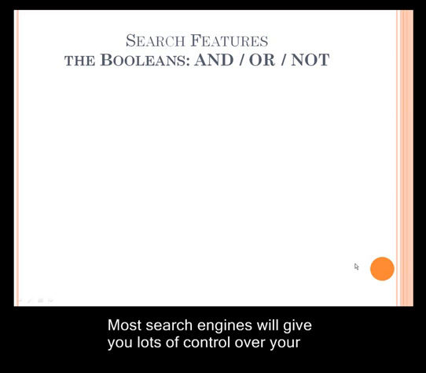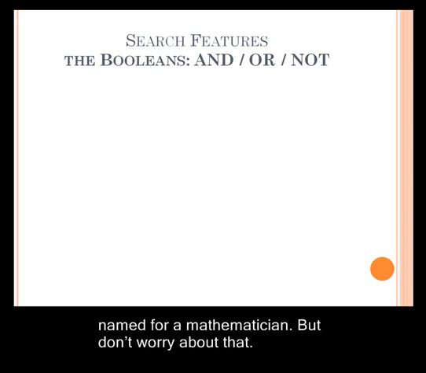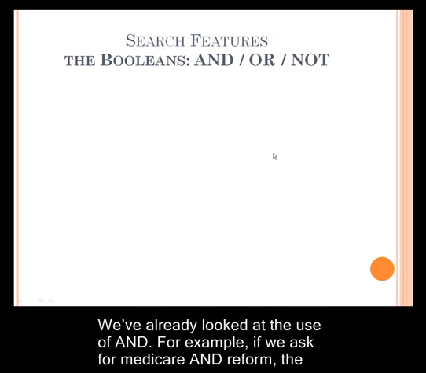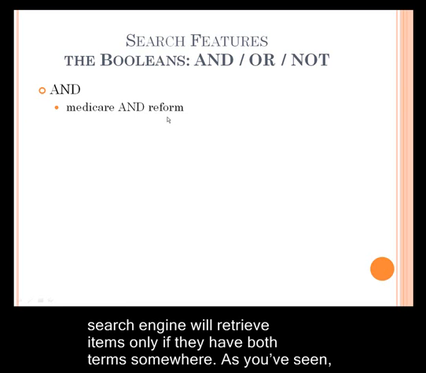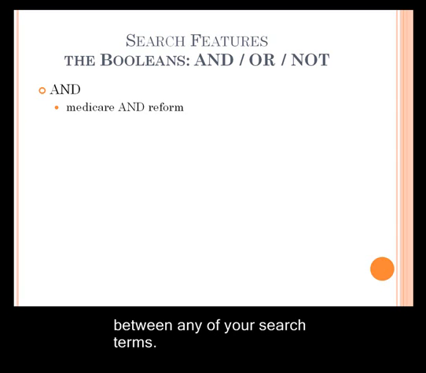Most search engines will give you lots of control over your search by using and, or, and not. You'll often see these called the Boolean operators, named for a mathematician, but don't worry about that. We've already looked at the use of and. For example, if we ask for Medicare and reform, the search engine will retrieve items only if they have both terms somewhere. As you've seen, some search engines like Google automatically put an and between any of your search terms.